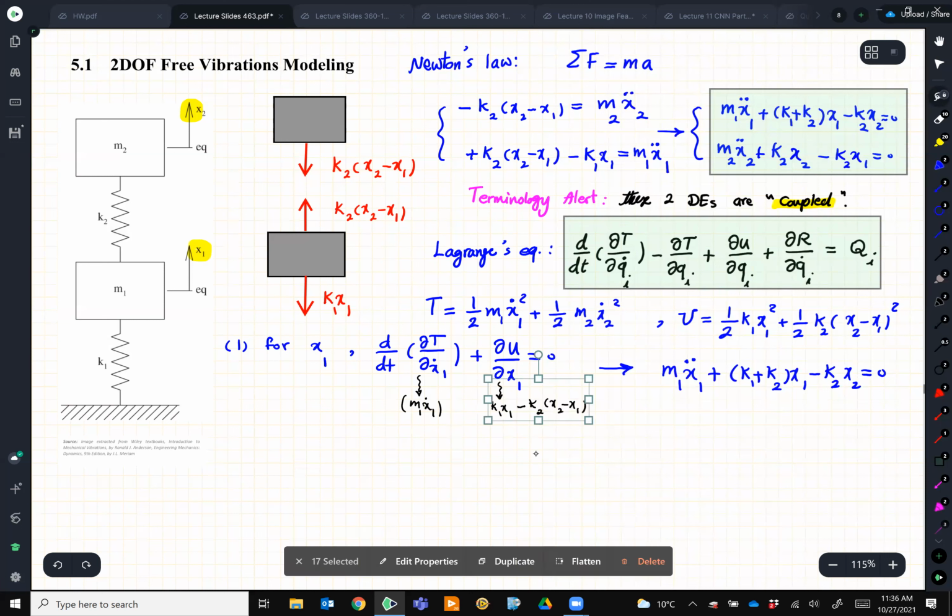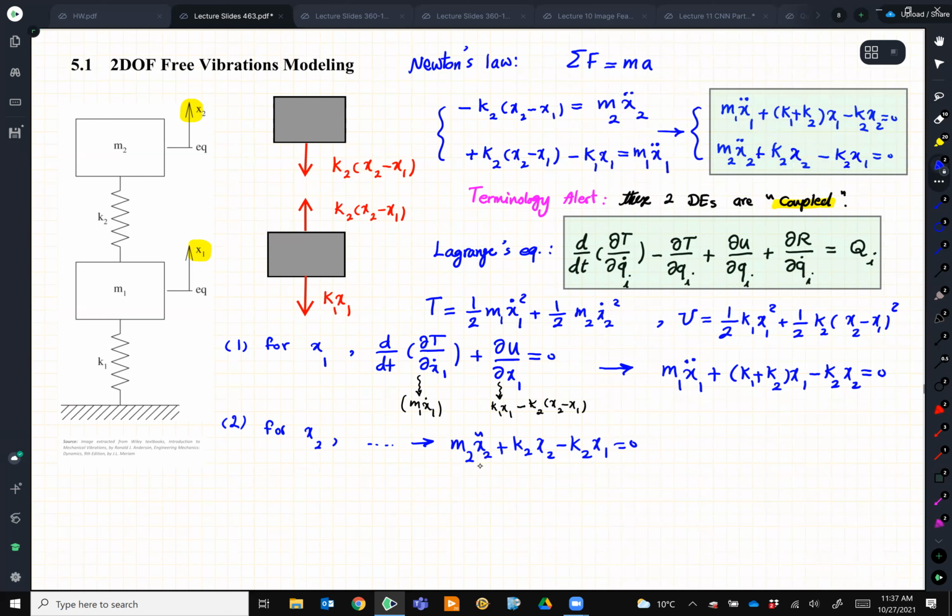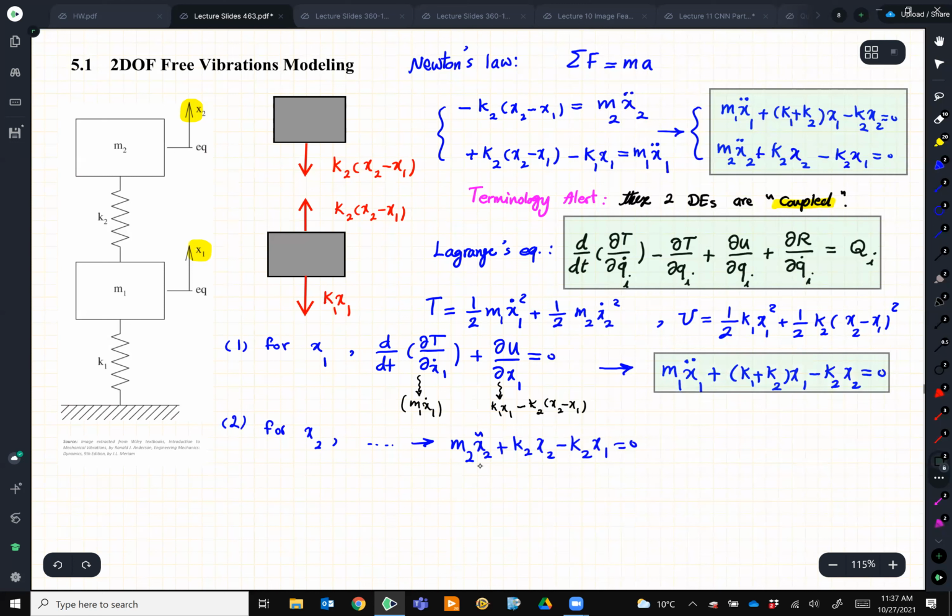I need more room, so we repeat it for the second equation for x2. So you know the drill. We'll get m2 x double dot 2 plus k2 x2 minus k2 x1 equal to 0. So same equations, in fact, which is what we expect, right? So we get the same result this time without free body diagrams, just by taking the derivatives.